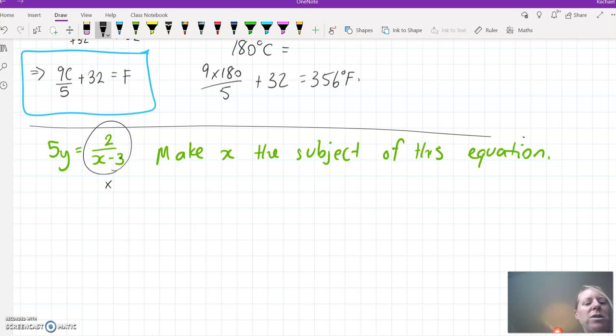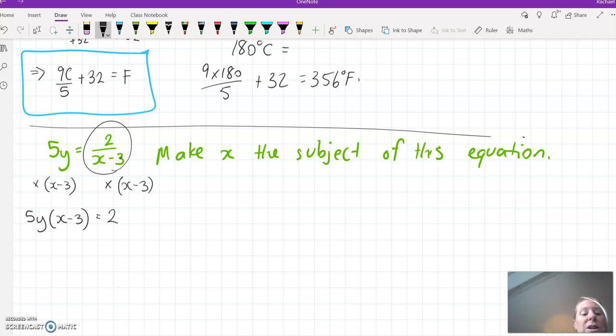So multiply both sides by x minus 3. Notice when I'm doing this, I've written the x minus 3 in brackets. So that denominator is x minus 3. I'm not going to times by x, I'm not going to just times by negative 3. Deal with it all at once, but I'm keeping it together because it's one thing, so I'm putting brackets around it. So on our left-hand side, we'll end up with 5y times x minus 3. And on our right-hand side, we've just got 2 left now, don't we?